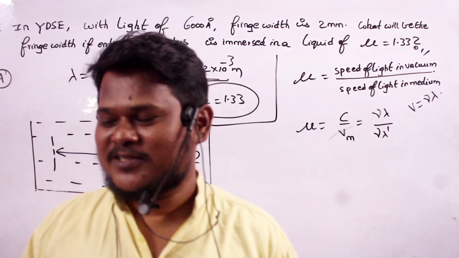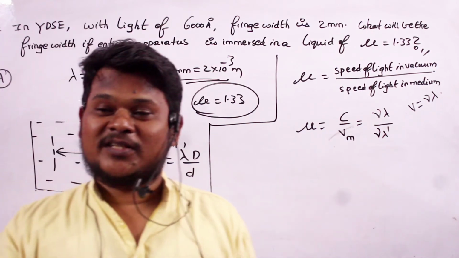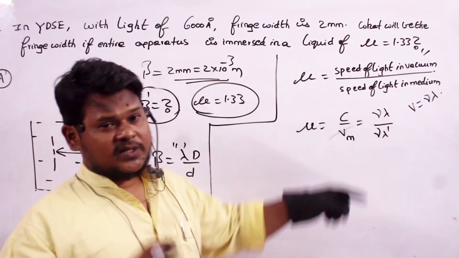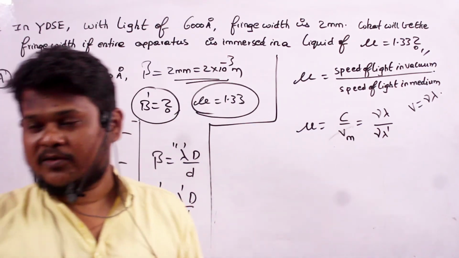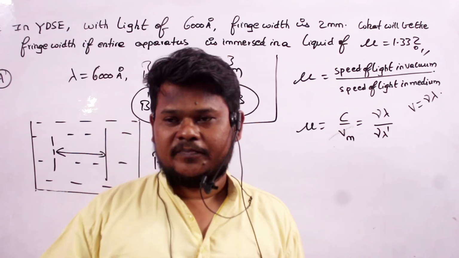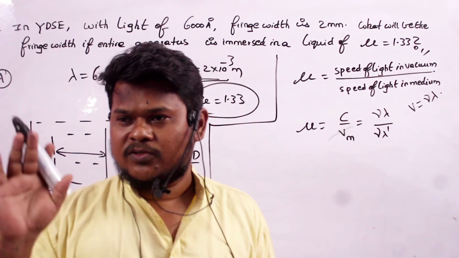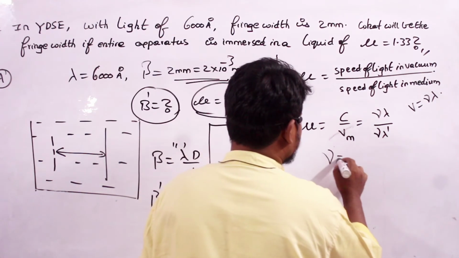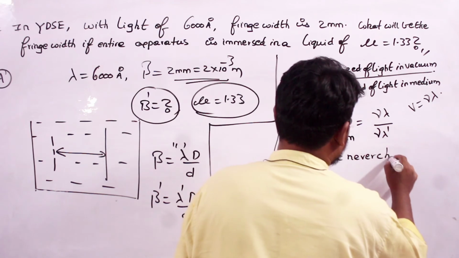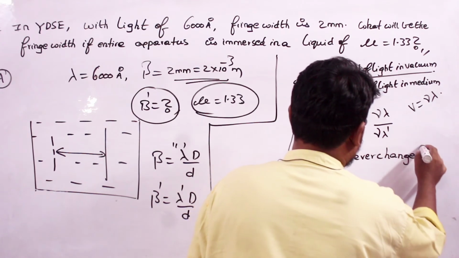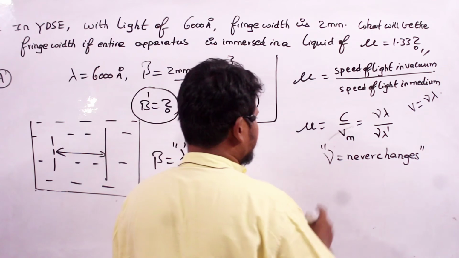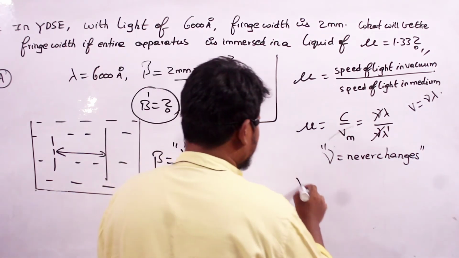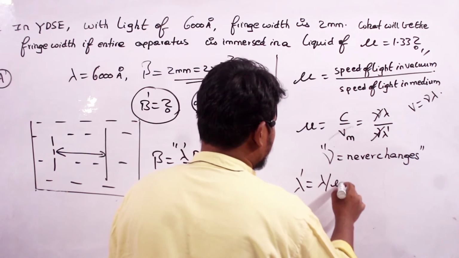How does frequency change? Frequency never changes. That's what we have discussed in ray optics. Frequency always depends on the source, and it never changes when it enters into a medium. Are you able to understand? So therefore I write here, frequency never changes. This point you should always remember, it is very important in ray optics also. So if it doesn't change, I can cancel it. So lambda dash is equal to lambda by mu.